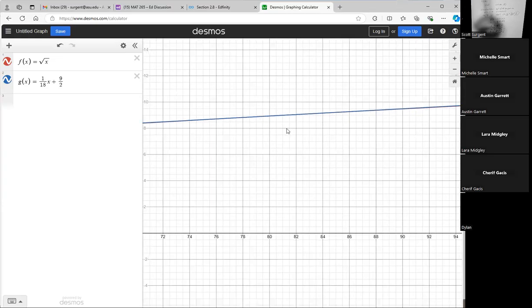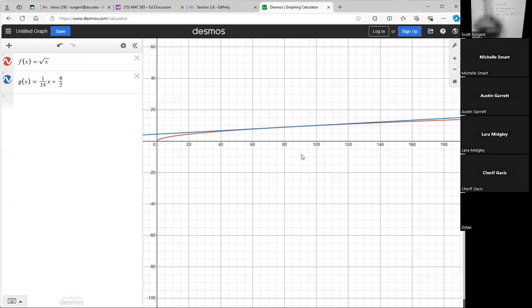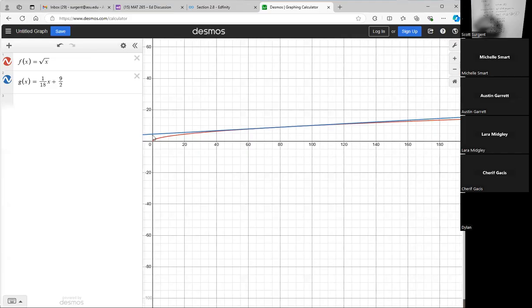Now, if I zoom way out, you can see the tangent line in blue and the graph in this red. It's not obvious, but they're actually tangent right there at 81. But notice how close the tangent line mimics the curve. And so points on the tangent line are extremely close to the actual points on the curve.